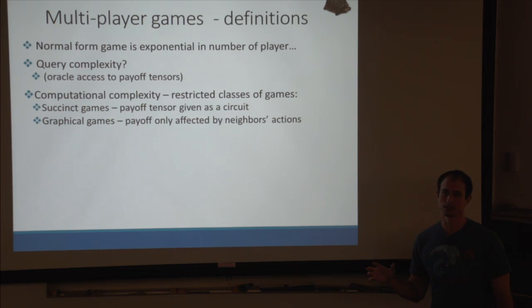Another restricted class that's been studied a lot before is graphical games, and it just means your payoff is only affected by your neighbors in the graph. That's automatically succinct if your number of neighbors is constant. Exactly. If the graph is constant degree, then this is succinct.